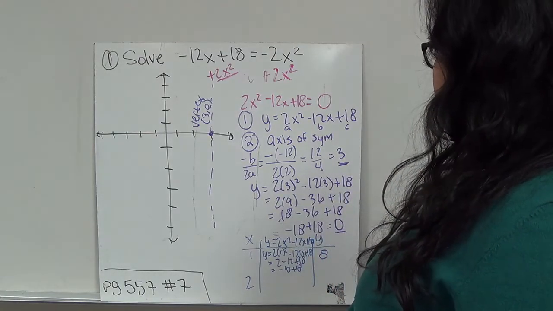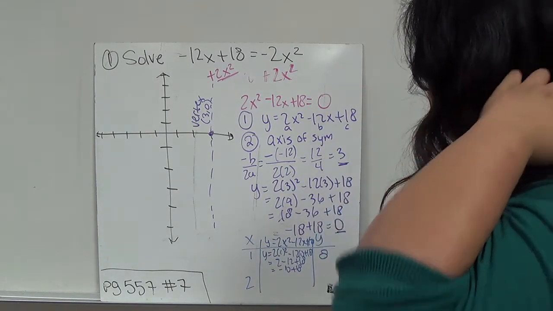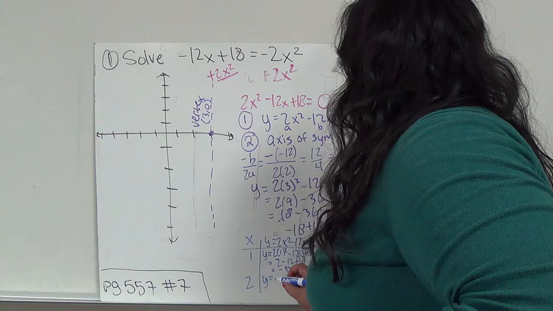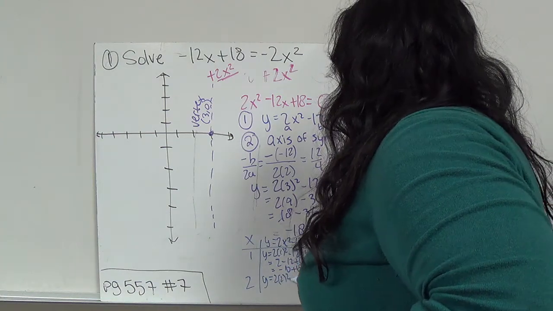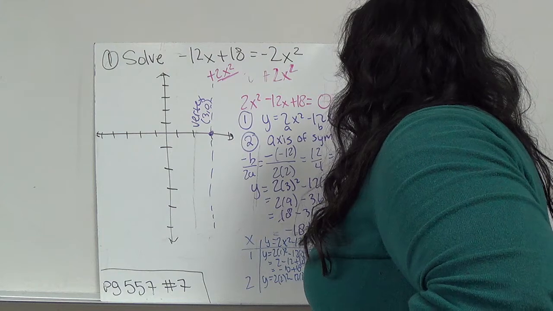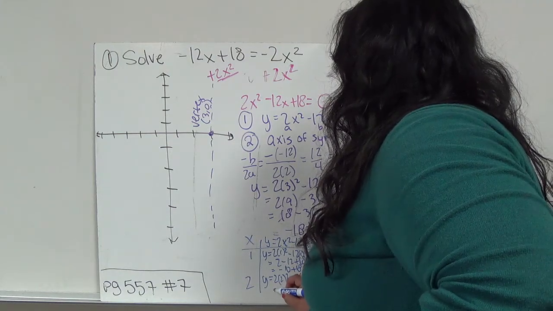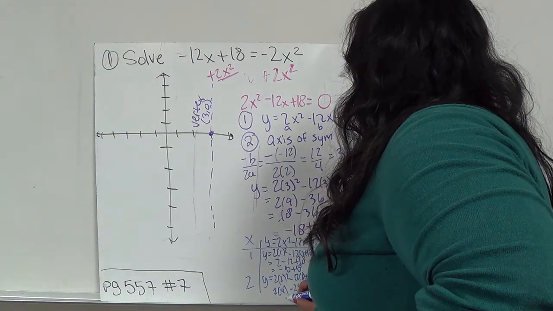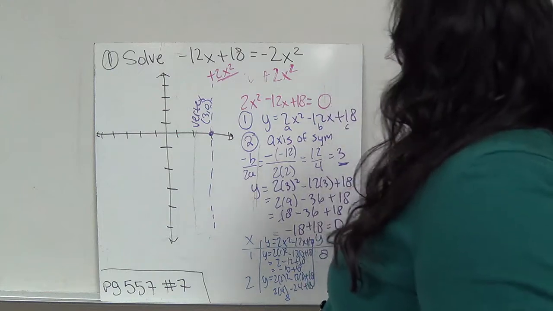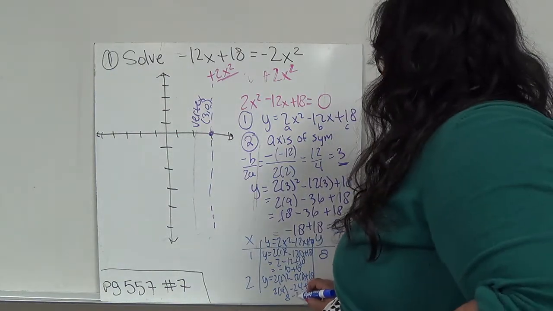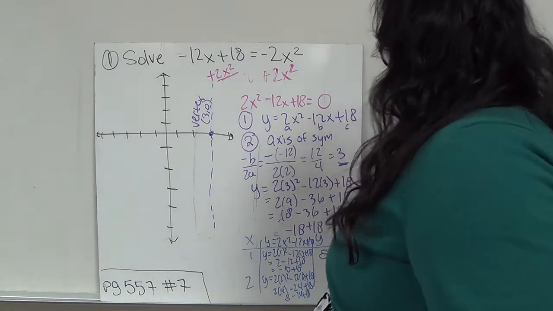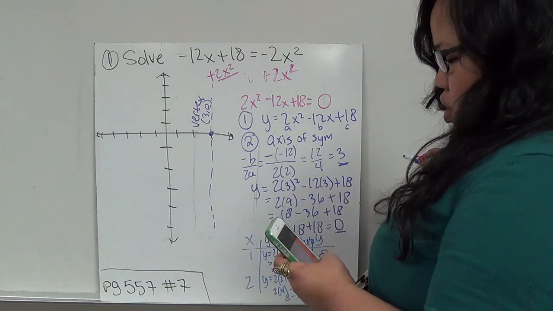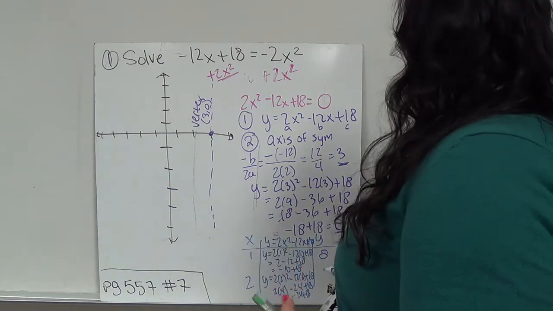And then number 2, sorry about that. Number 2 is y equals 2 times 2 squared minus 12 times 2 plus 18. So I have 2 times 4 minus 24 plus 18, which is 8 minus 24 plus 18. So we have 8 minus 24 plus 18 is 2.